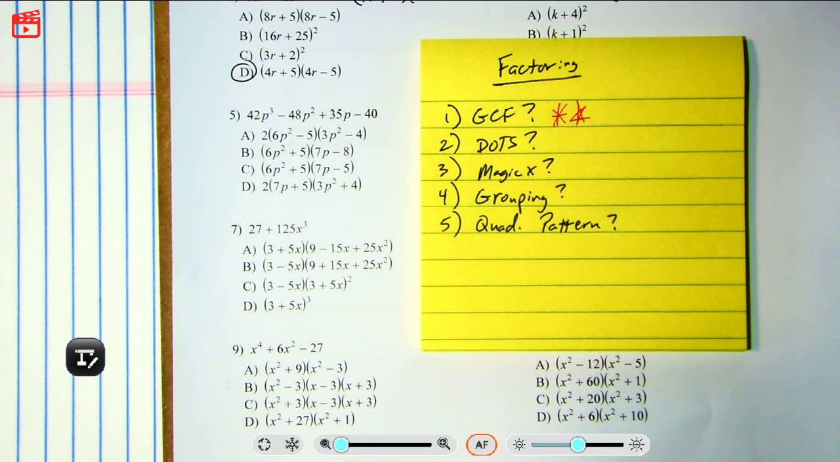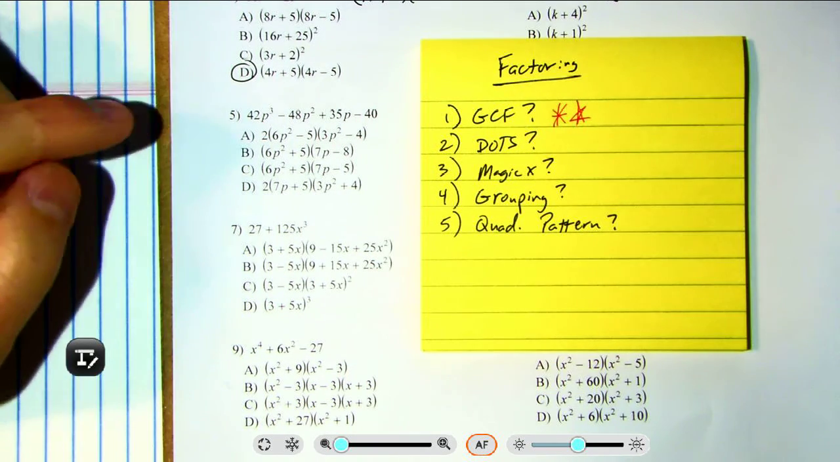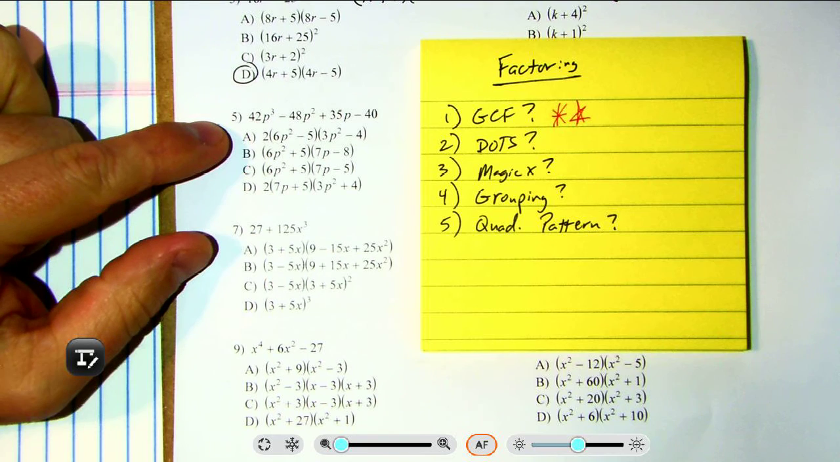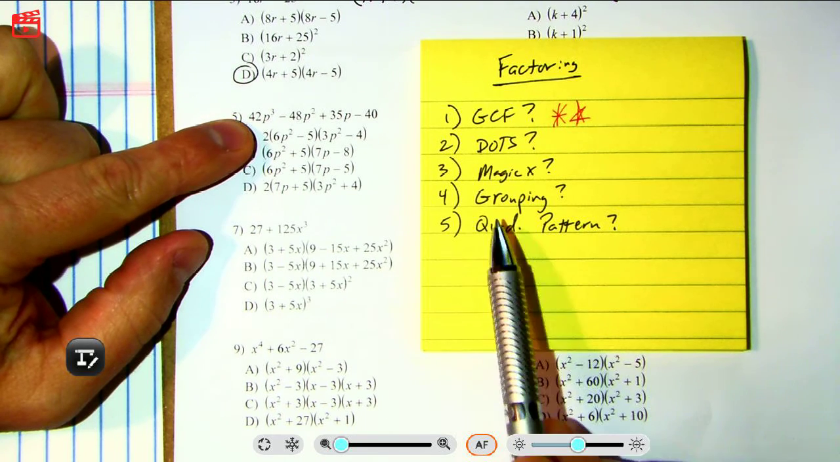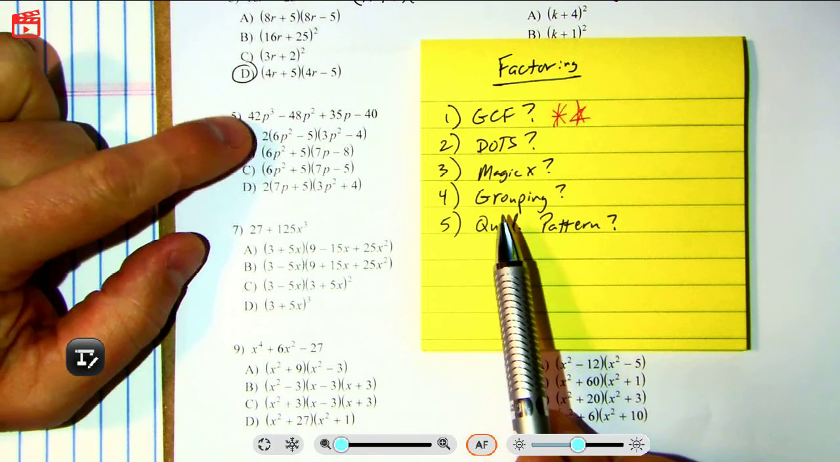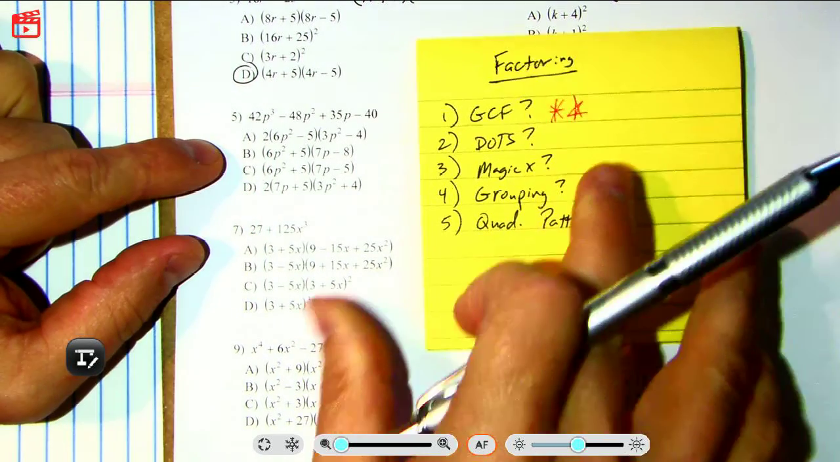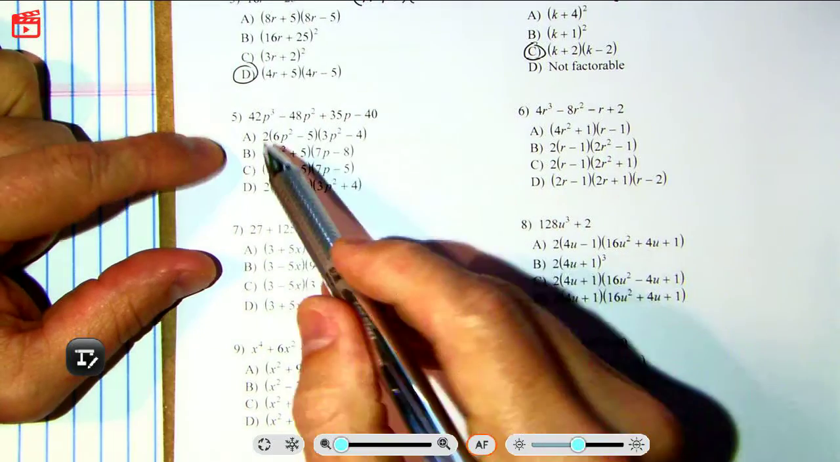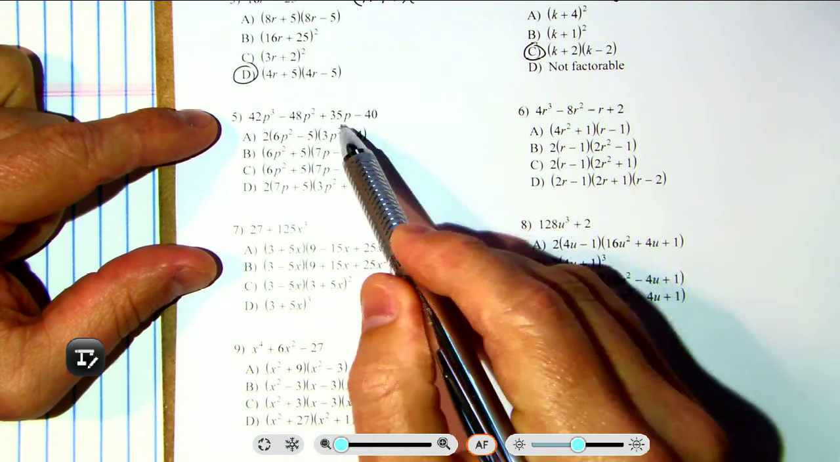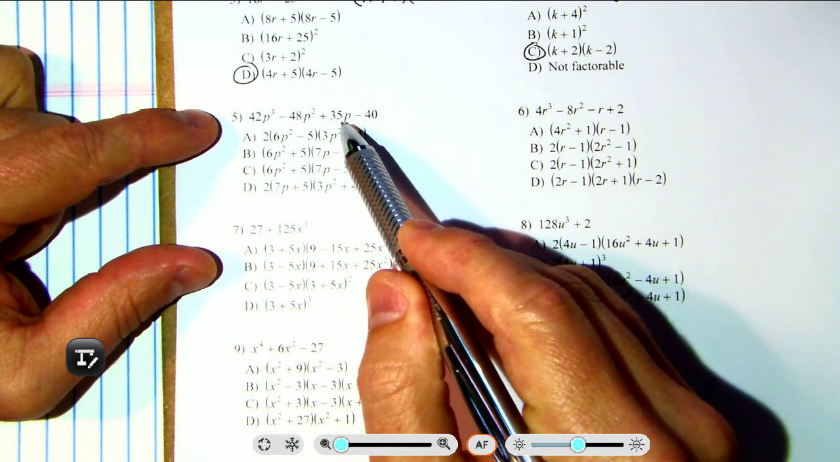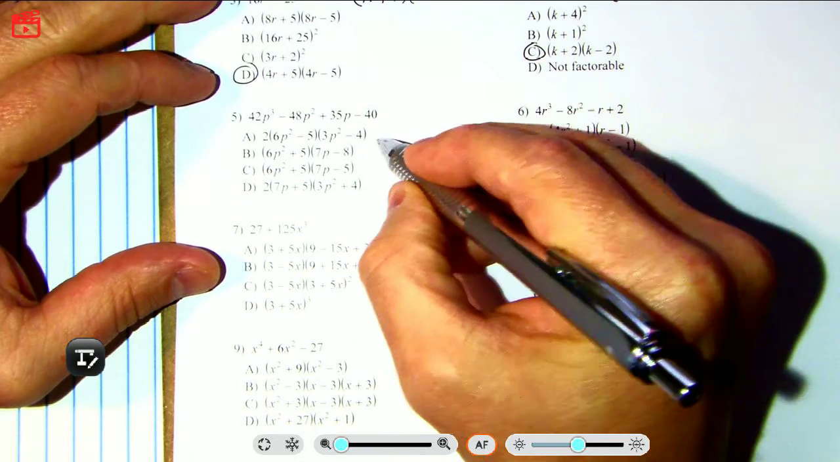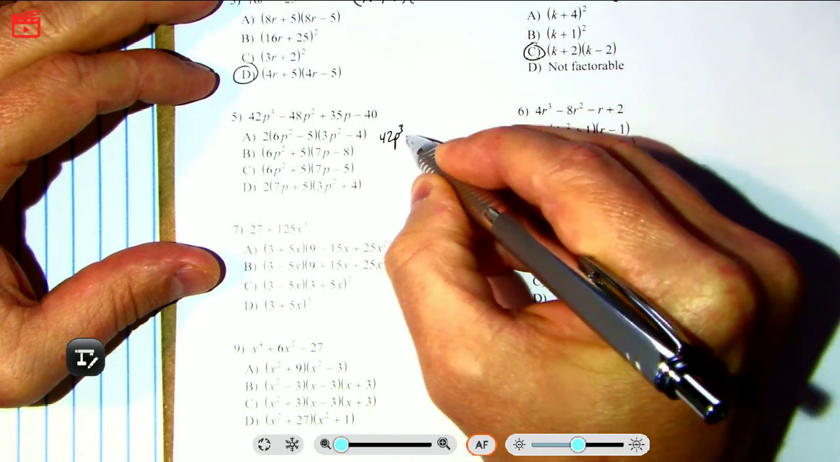Okay, here's number 5 and 6 on the review worksheet examples. As you can see here, we have 4 terms, so we're going to think about grouping. Now, the 2 answer there on A and D may look enticing to you because, hey, a 2 can go into 42, 48, and 40, but the 2 doesn't go into 35. So let's just go ahead and rewrite our expression.